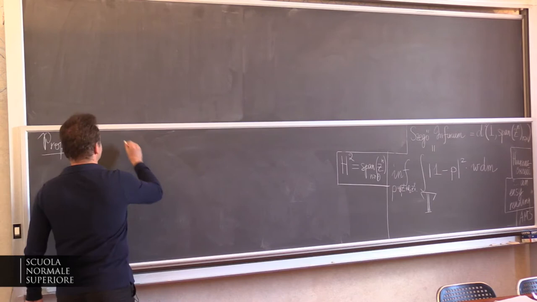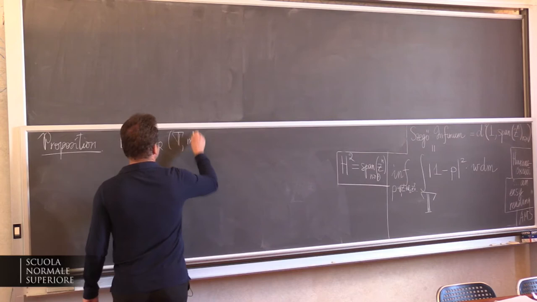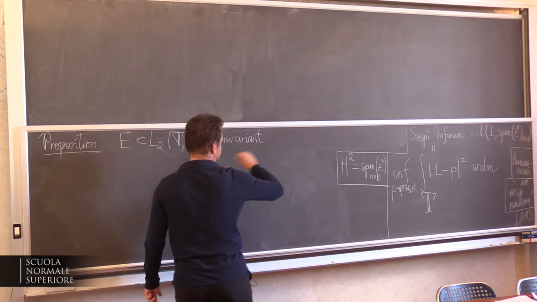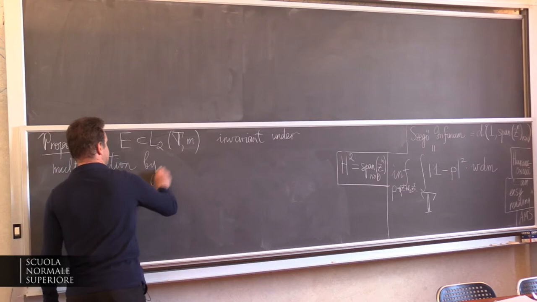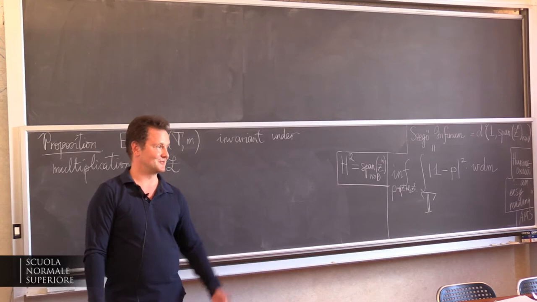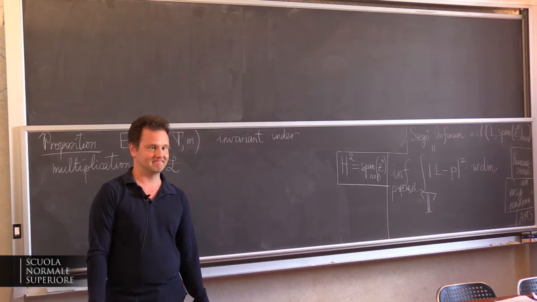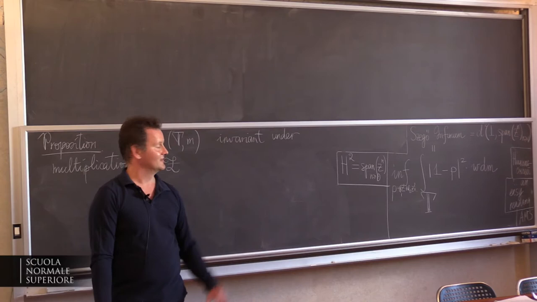A subspace E in L2 of T, invariant under multiplication by Z. What is it? One can try to guess. So looking at H2, one can try to guess what else one can have.